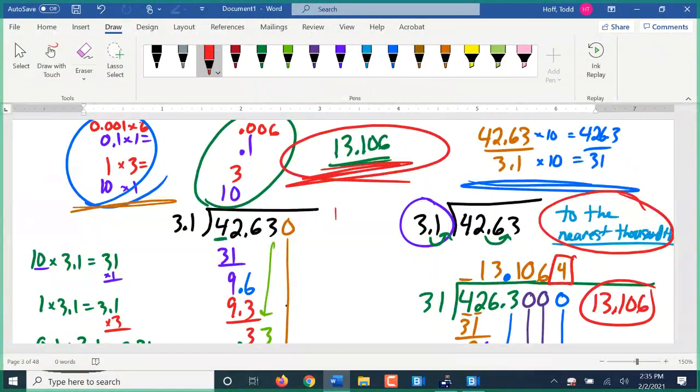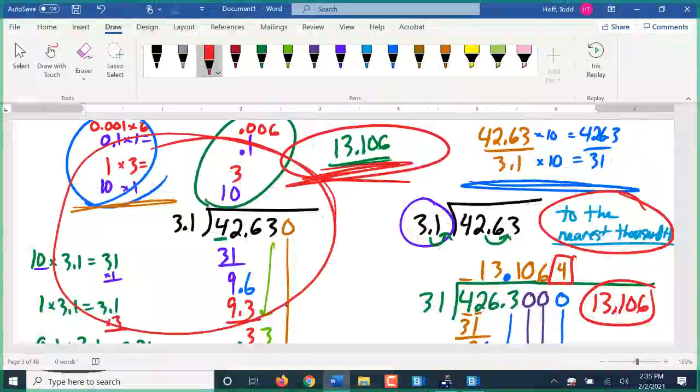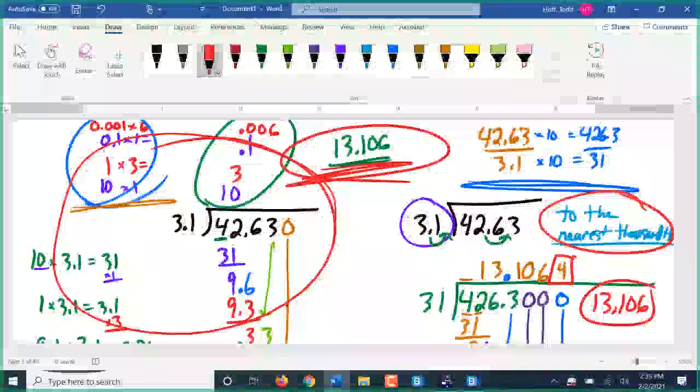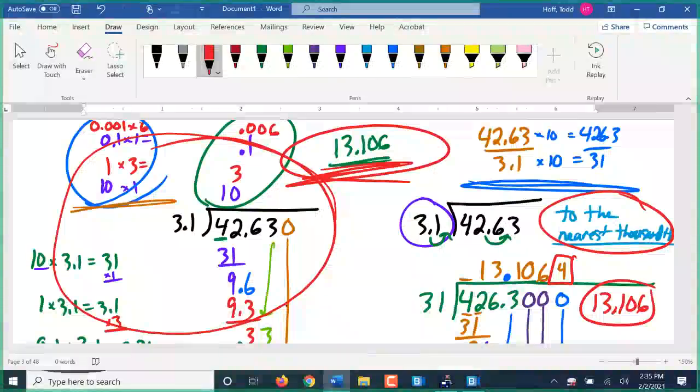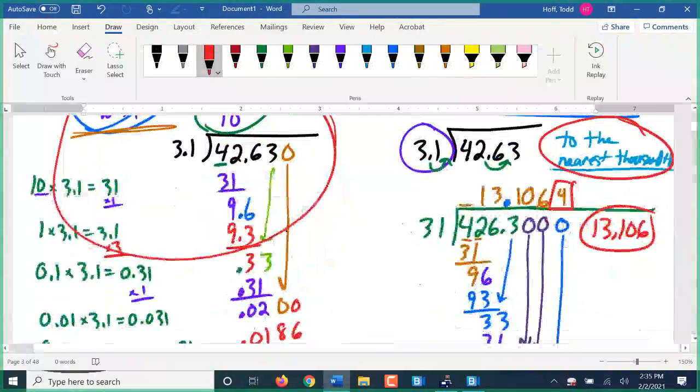This is the actual full process of dividing. Notice we don't have to move the decimal points or anything like that. In order to use our shortcut, we have to move the decimal points, get rid of the decimal points so we're not dividing by a decimal to make that shortcut work.